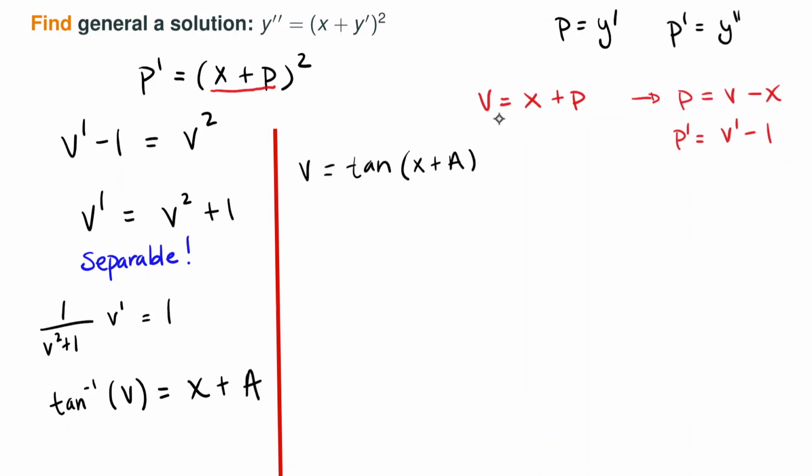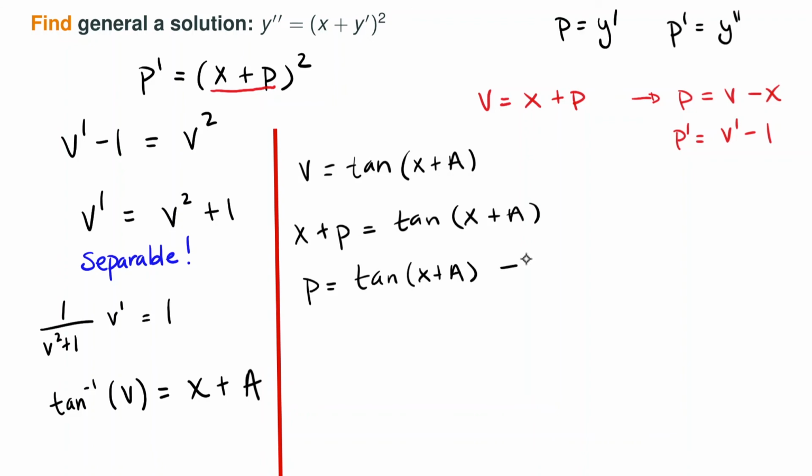And now let's simplify what was v representing. It was x plus p. We can subtract x from both sides and we get p, but we recall that all along p was y prime. So y prime, the derivative of y with respect to x is this.